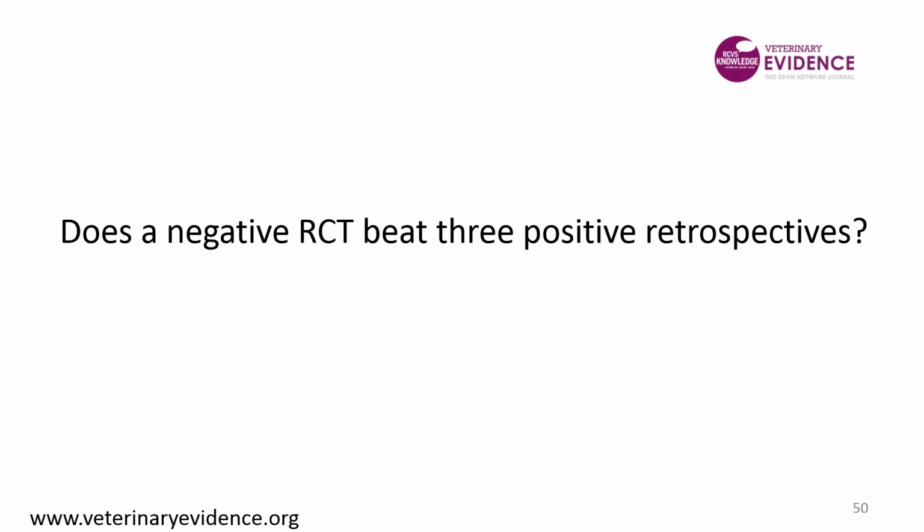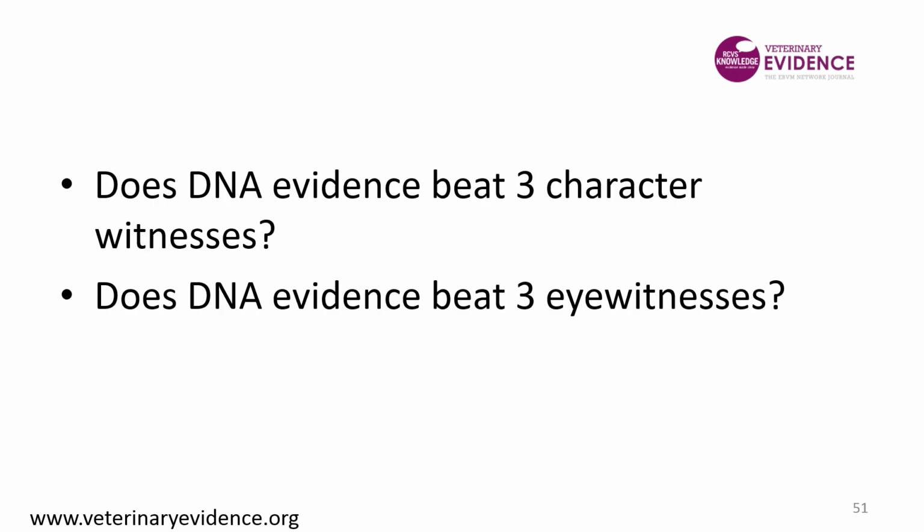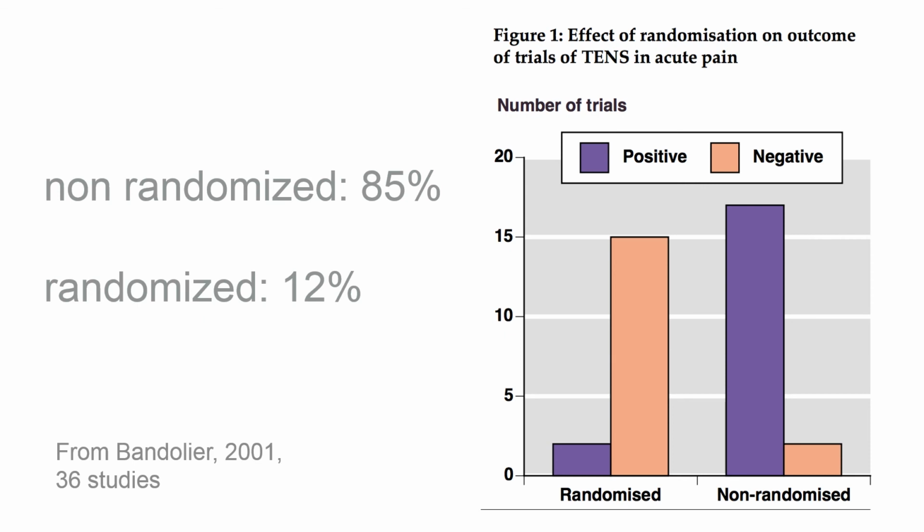But I will leave you with this slide. This is one of my last slides. This is from way back in 2001, a study of, I think, about 36 studies of transcutaneous nerve stimulation to reduce acute pain after surgery. Okay? So there were some randomized trials and some non-randomized trials. The non-randomized ones, like the observational ones, were overwhelmingly positive. It really worked. Awesome stuff. The randomized ones were overwhelmingly negative.